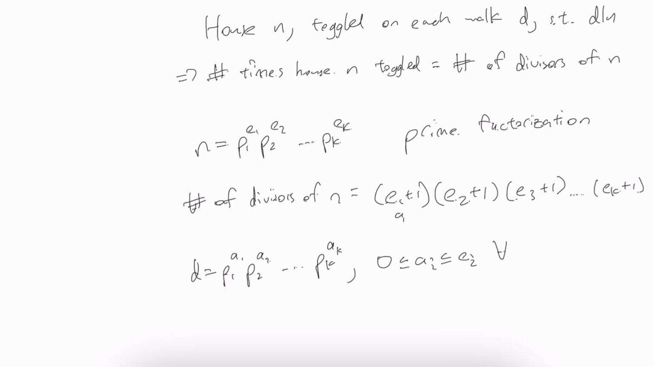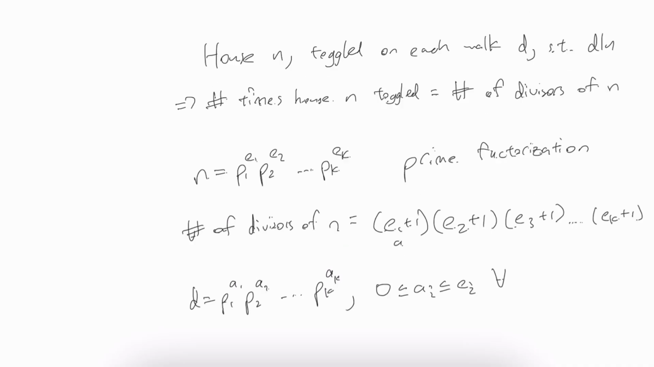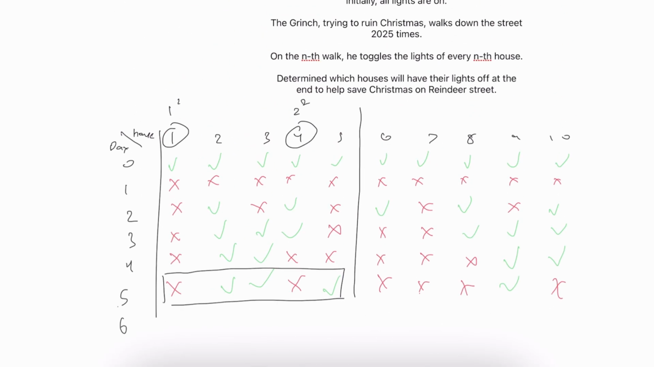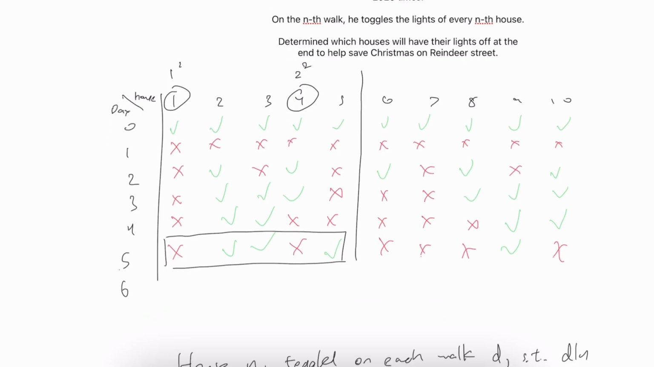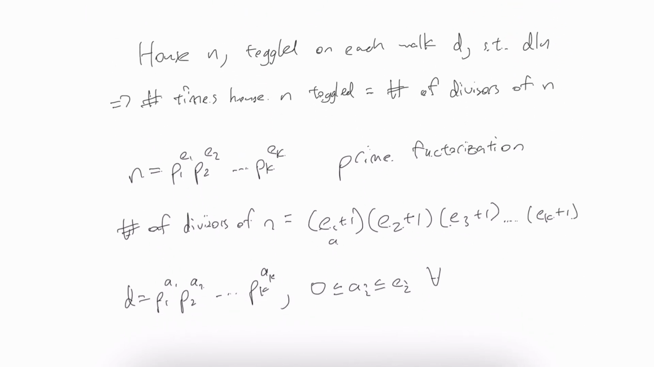And so remember, we had our hunch that it's the perfect squares whose lights will be off at the end. So what does it mean for a house to have its light off at the end? All the houses start with their lights on. Having them off at the end means they were toggled an odd number of times, and having them still on at the end means they were toggled an even number of times.